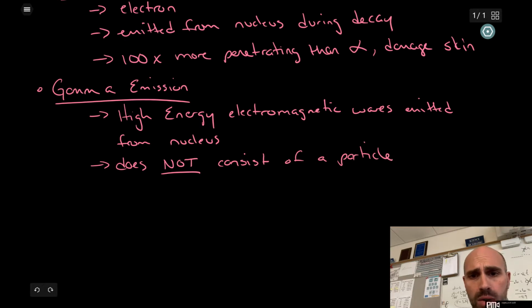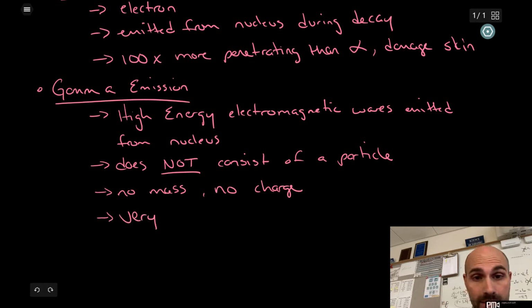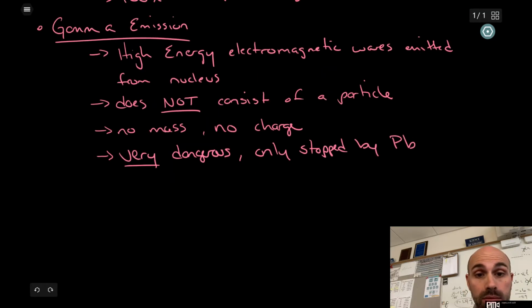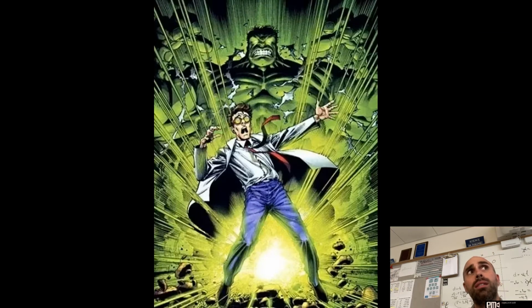Going a little bit further, this is emitted from the nucleus during decay. It is the strongest of all our radioactive decay. It does not consist of a particle. There is no mass. No charge, no particle. And it is the strongest. And in fact, it can only be stopped by lead. It is extremely dangerous. And as we saw, it turned Bruce Banner into the Hulk. I mean, you get hit with gamma radiation, it's not fun. Not fun at all.